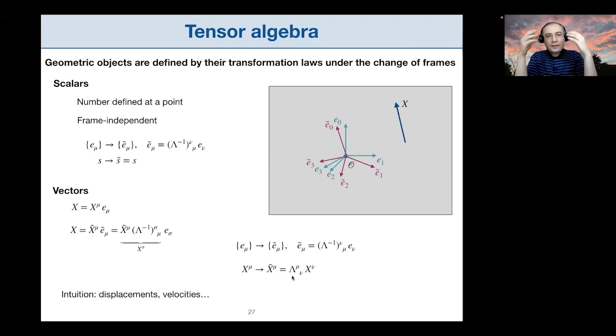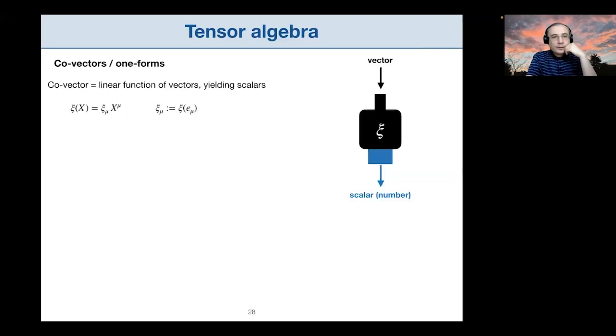The intuition behind a vector is that it describes either very small displacements, or in case of special relativity, finite displacements of points. So if you go from this point to that point, this is described by a vector. Or it can also describe velocities. What is the momentary rate of change of position in some kind of time or other parameter?